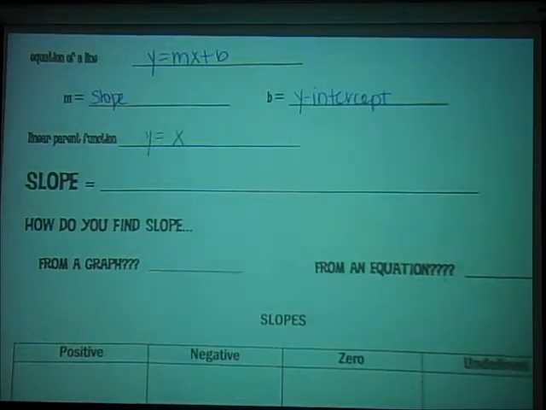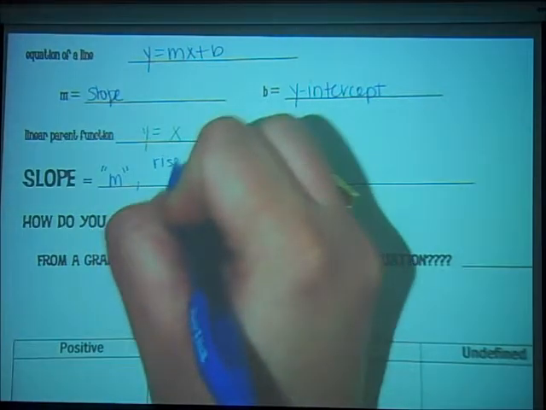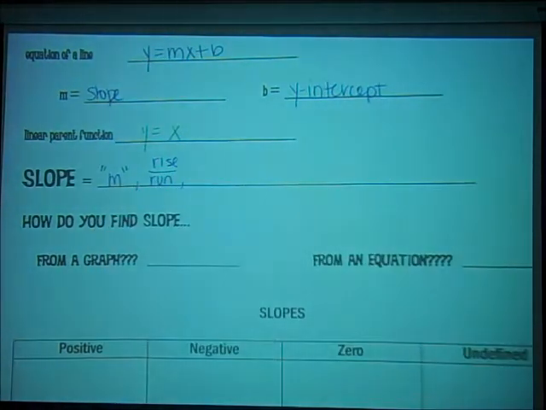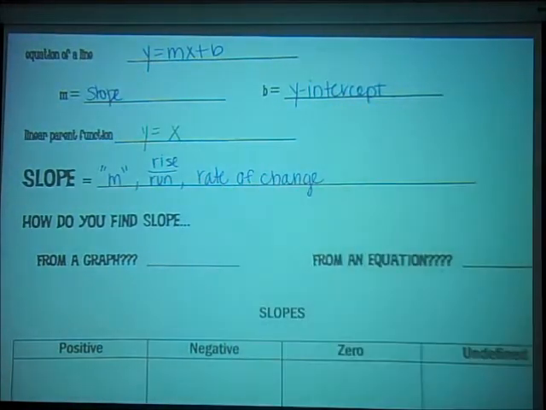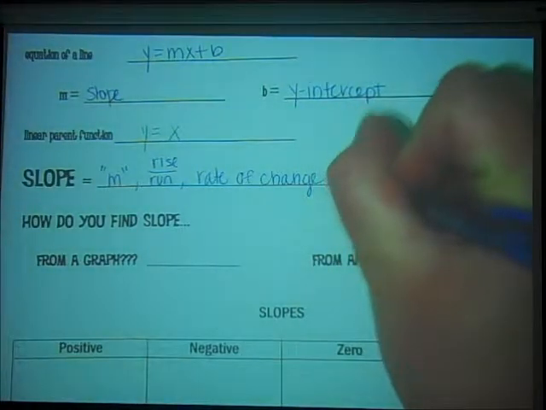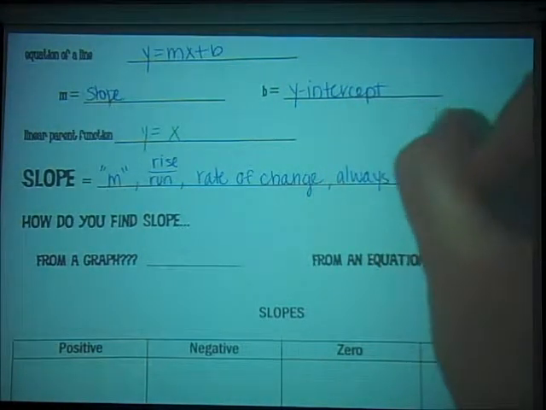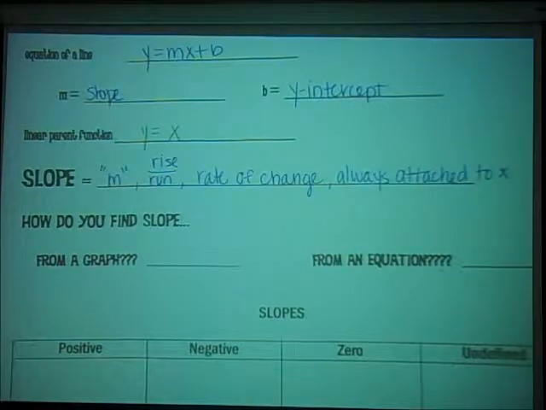Okay, now we're going to talk specifically about slope for a second. We all know what slope is. We know that it's our m value. We will a lot of times call it our rise over run. And there's another phrase, and this is probably the most important of the phrases that talks about slope, and that phrase is rate of change. A lot of times on tests, they will ask you, what's the rate of change of this line? And if you don't know what they mean by rate of change, then there's no way you can accurately answer the question. The last thing I want you to write down about slope is that it is always attached to x. And you spell attached A-T-T-A-C-H-E-D. It is always attached to x.